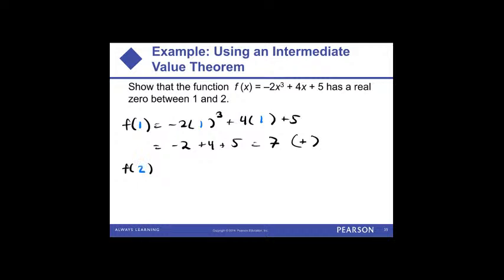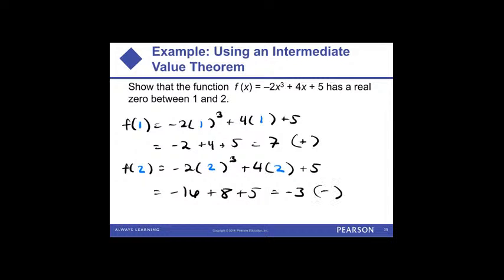Again, it's going to be negative 2x cubed plus 4x plus 5. But the x in this case is 2. Okay. 8 times 2, that's going to be negative 16 plus 8 plus 5. Negative 8 plus 5 is negative 3. Notice that this result is negative. So because we have a sign change that goes from positive to negative, then we're guaranteed a 0 somewhere between 1 and 2.